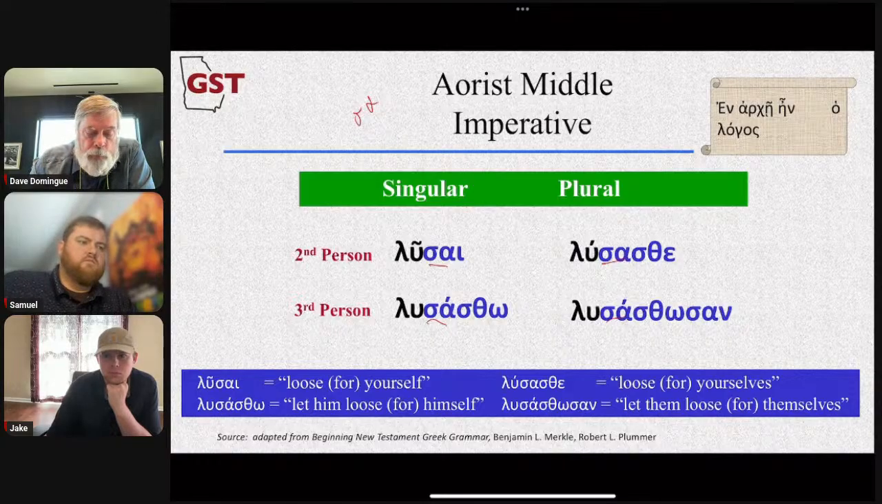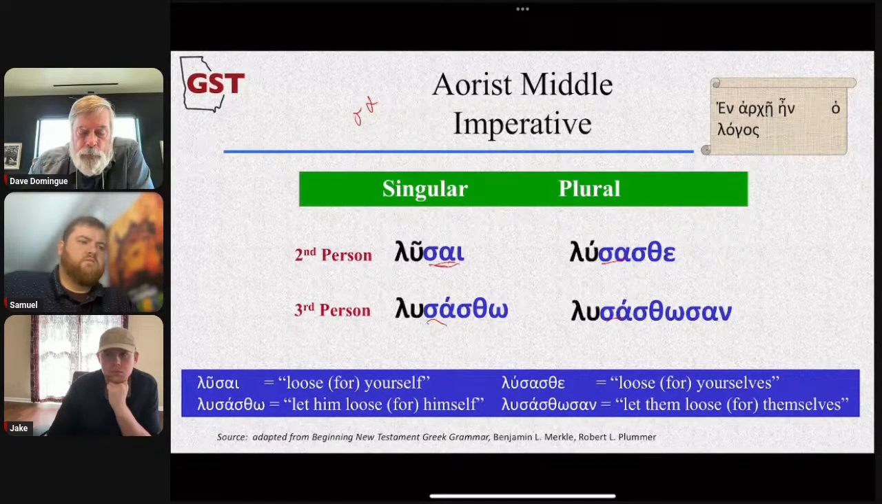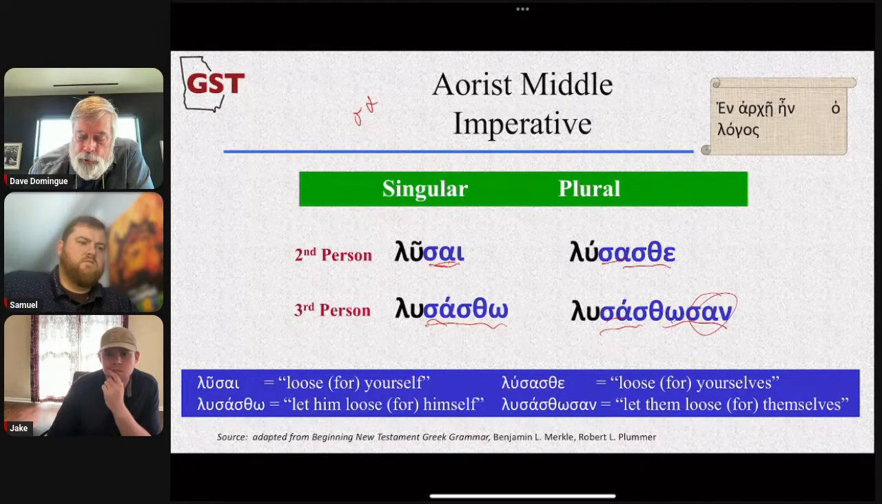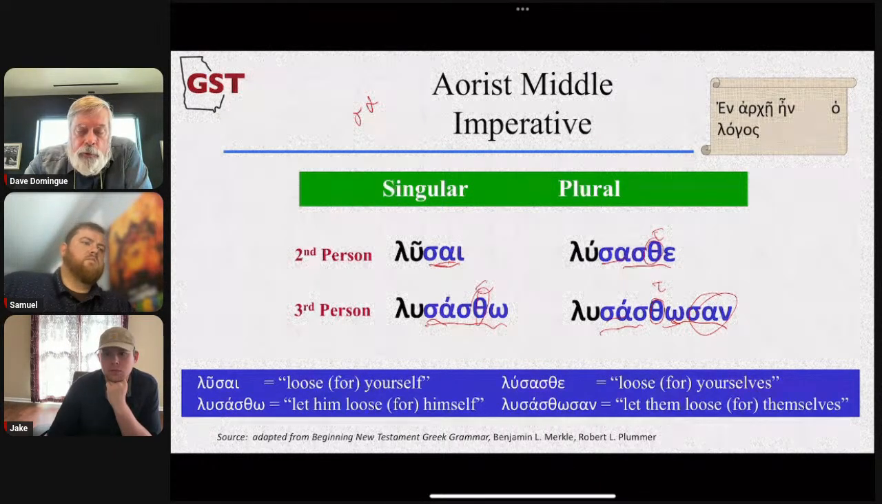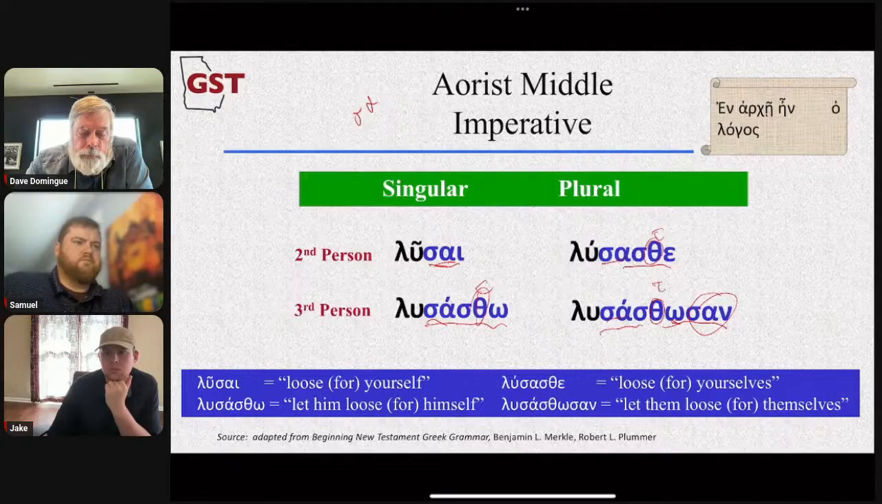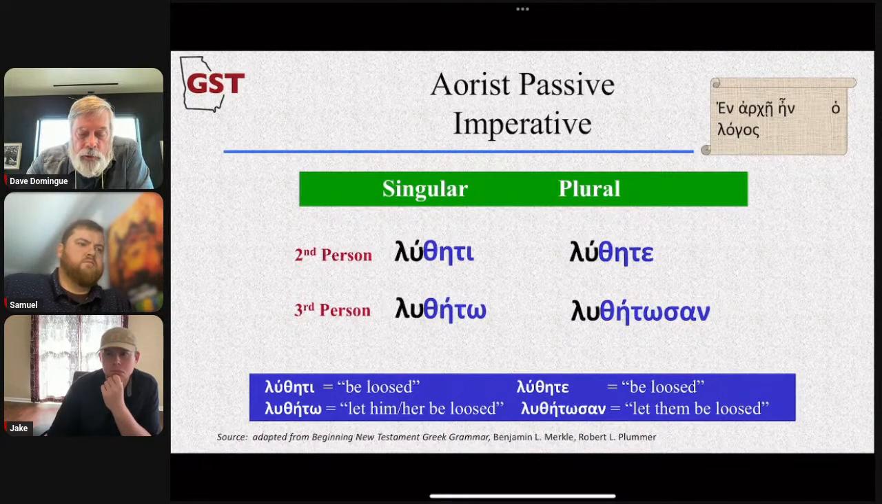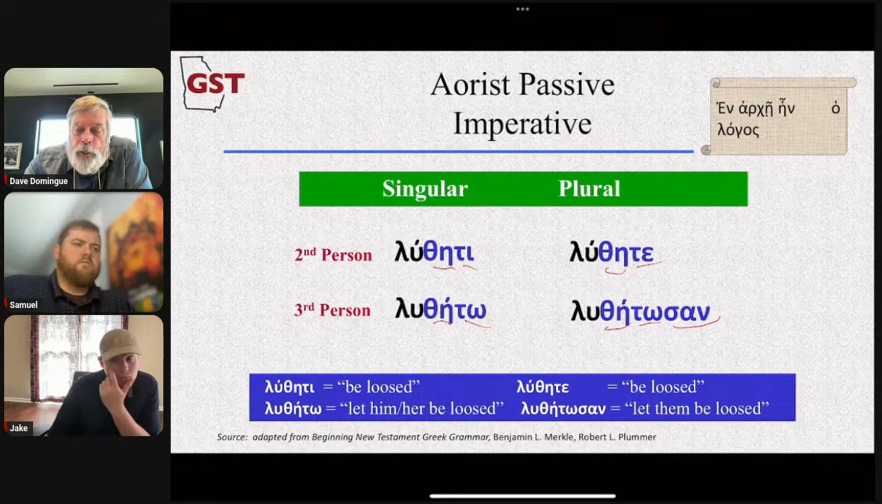But we have our second person singular, lusai, and then lusaste, lusastho, lusasthosan. There's the same thing. The tau has been replaced with the theta. And that's for our middle. It's just a matter of recognizing the forms. Here, same thing, but now we have the ti, the to, the te, the to. I'm not sure what else to cover on these. It's just a matter of recognizing the forms.